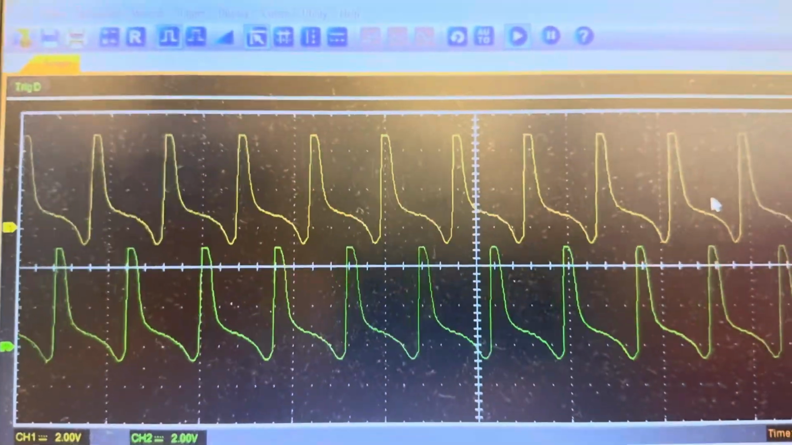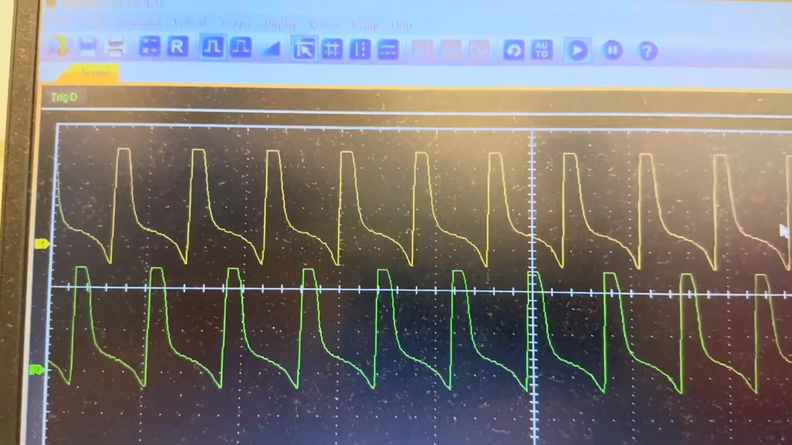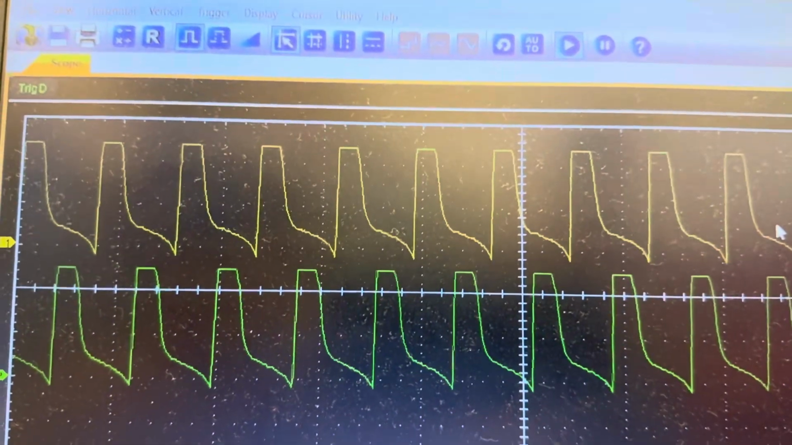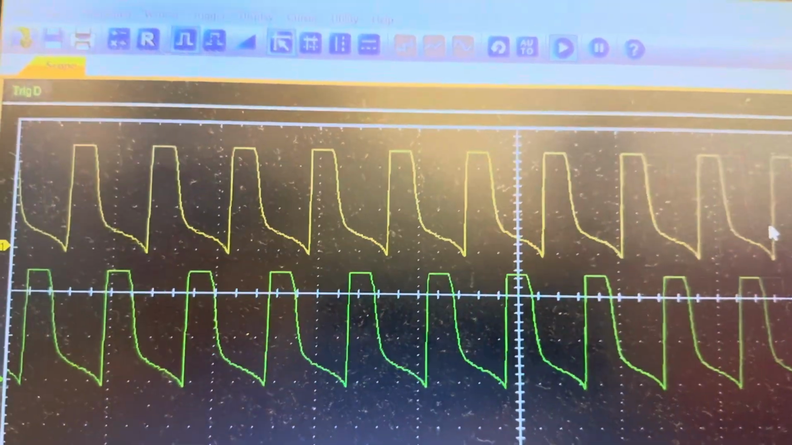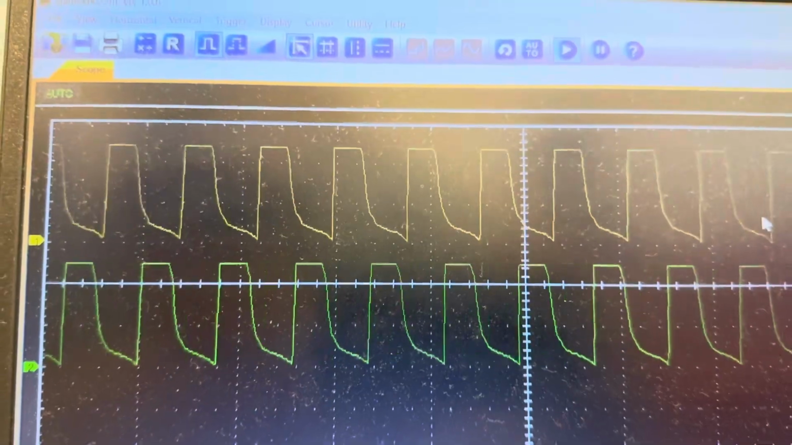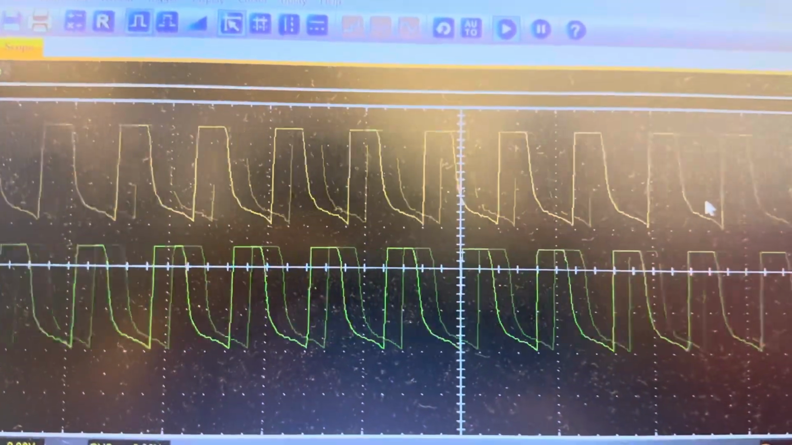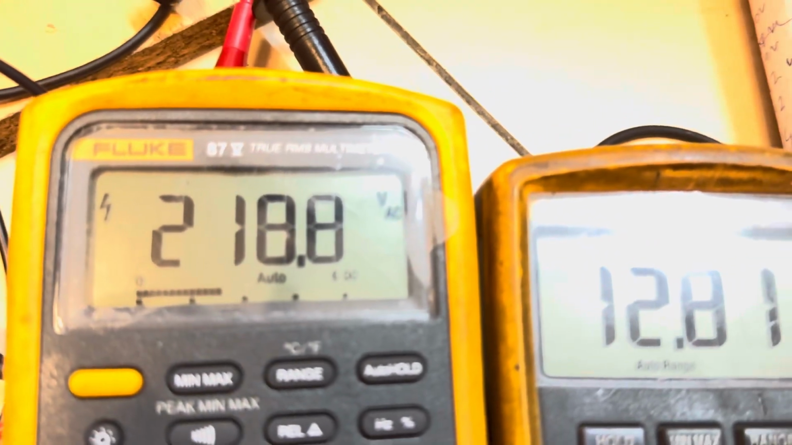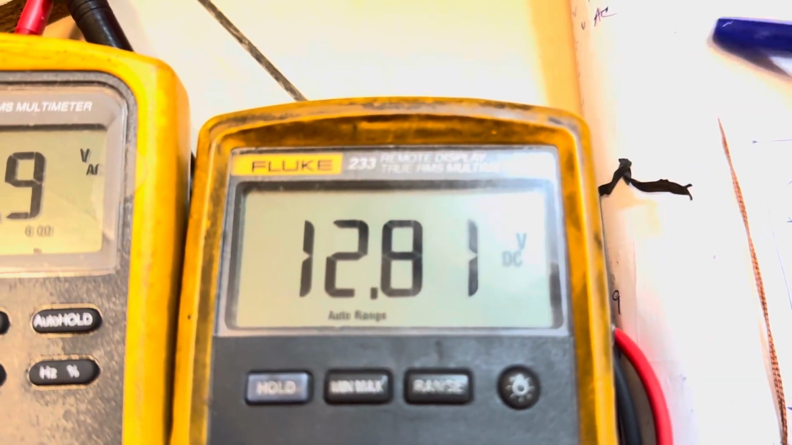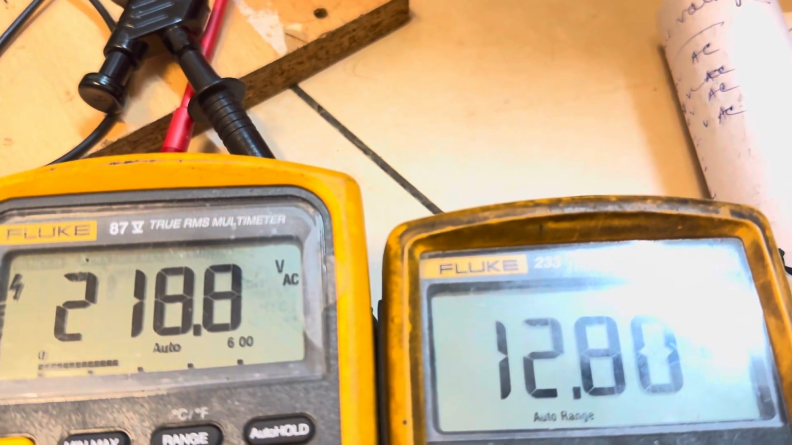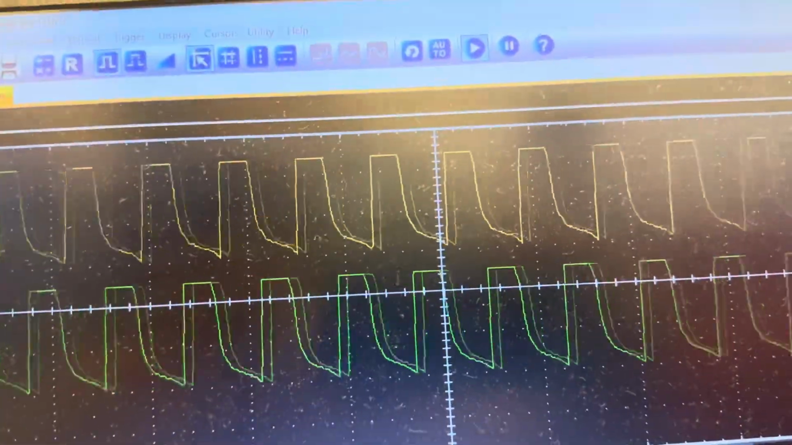Now, suppose the voltage is dropping, you can see the pulse width is increasing and the circuit is trying to maintain 220 volts AC at the inverter output. Let us show the multimeter readings. You can see here the output voltage of the inverter is 218 volts AC, and the supply voltage is 12 volts DC. So like this, the PWM function is kicking in. This is the PWM waveform.